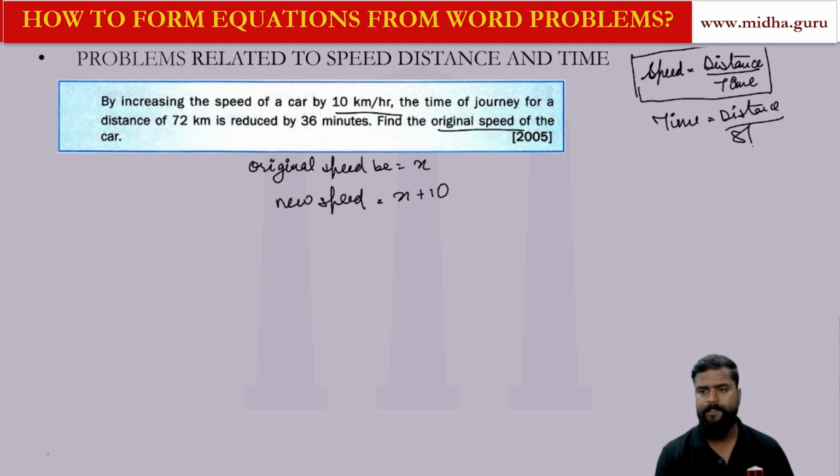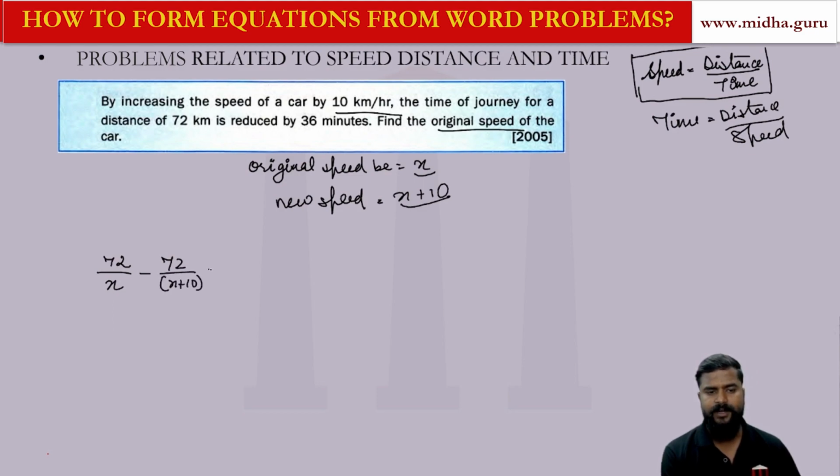Now here you have to understand that when we take speed as the denominator, dividing by x gives a larger fraction than dividing by a greater speed, which means more time is taken when the speed is less. And it says the time of the journey is reduced by 36 minutes. So the total distance is 72. Since the original speed was x, we subtract 72 by (x plus 10).